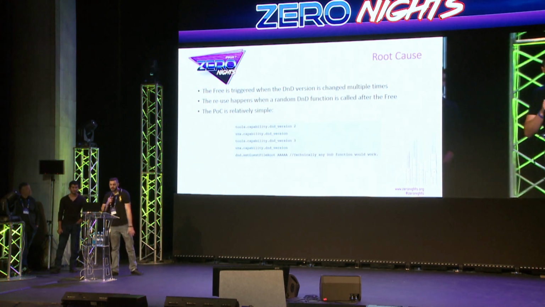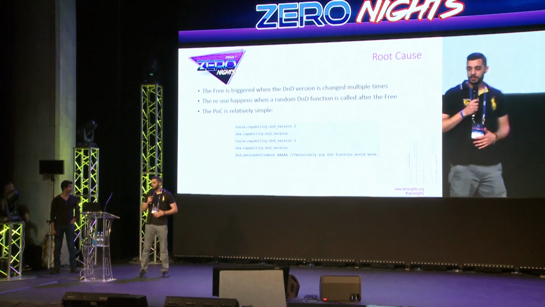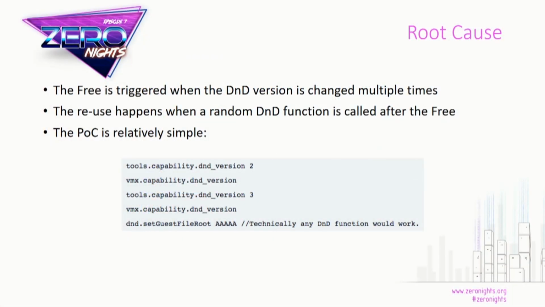All right, so let's talk about the bug itself. It's relatively simple. It's a drag and drop functionality in RPC. In order to trigger that bug, you have to set the version and then retrieve that version, set it again, retrieve it again, then you're going to force the free. After that, you can call whatever drag and drop function, and you're going to be able to trigger the reuse. It's relatively simple. You can execute all that in RPC tool.exe. You don't have to do any special tooling. You can just trigger it through RPC tool from the command line, and it works really well.